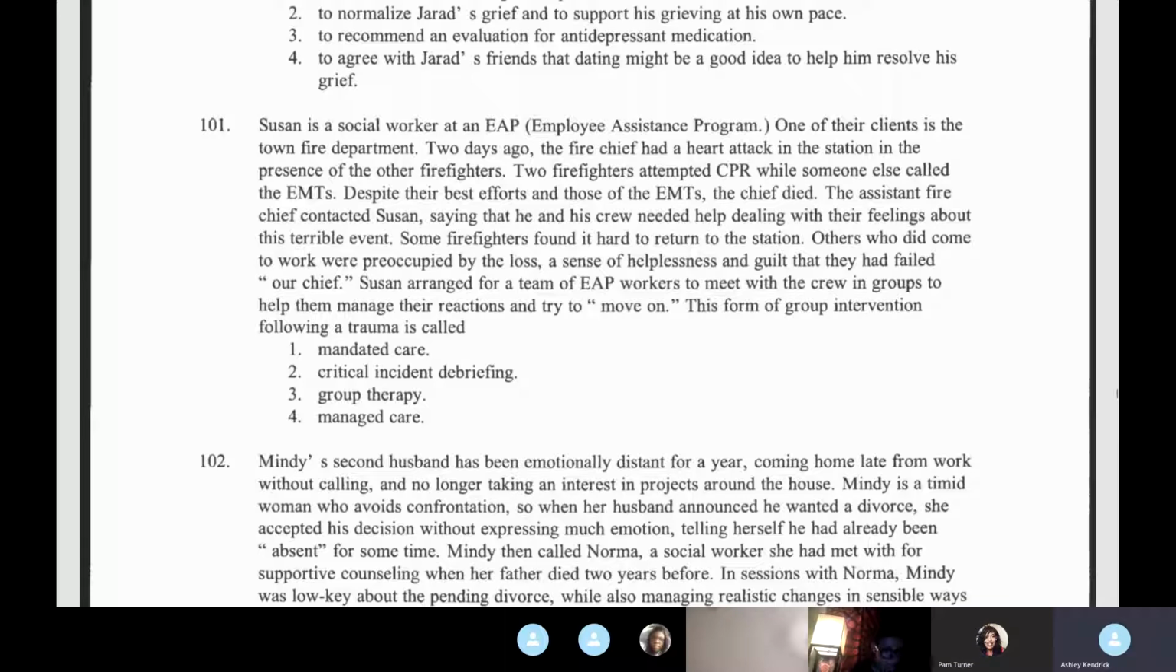Critical incident. It's number 2, not managed care, number 4. It's critical incident debriefing. There was a critical incident, the people were all there, and this is really difficult for them. So all we're going to do is go back and debrief. That's what that's called. It's not mandated, it's not managed care, and it's not group therapy. They just lost this guy and they were all there. They feel guilty. That is a critical incident debriefing.